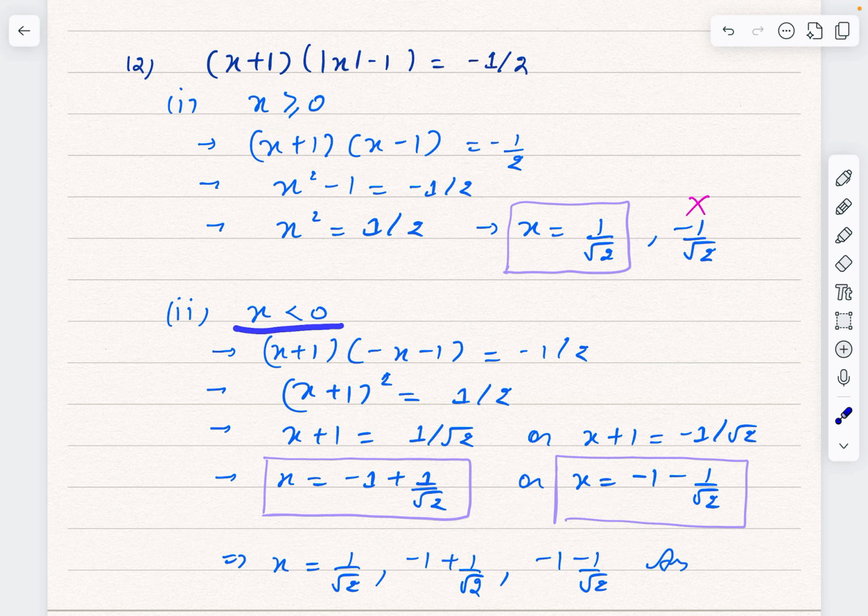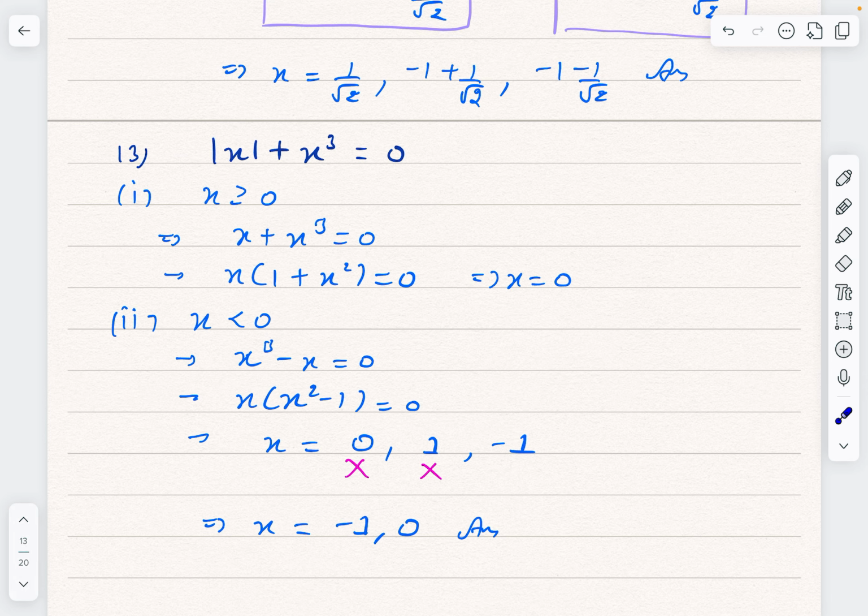Next, when x less than 0, mod x becomes minus x. You get x plus 1 minus x minus 1 equal to minus 1 by 2, which will be (x plus 1) square equal to 1 by 2. So x plus 1 will be plus 1 by root 2 or minus 1 by root 2. So x will be minus 1 plus 1 by root 2 or minus 1 minus 1 by root 2. Both the values will be negative. So finally we get minus 1 plus 1 by root 2, minus 1 minus 1 by root 2, and 1 by root 2 from the first case. I hope it is clear to all of you. Next problem.